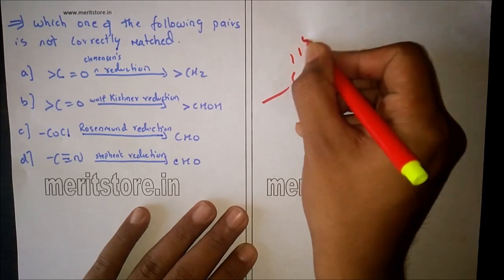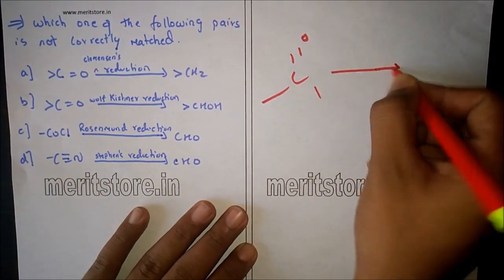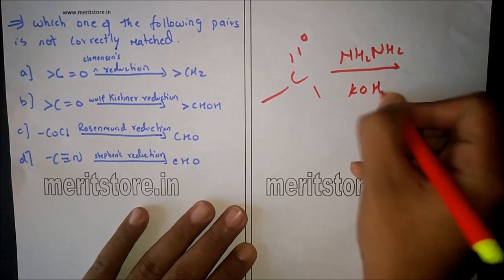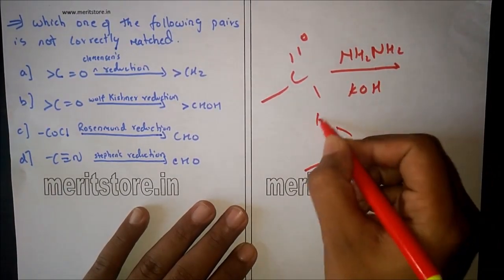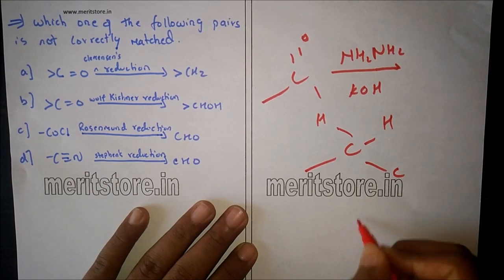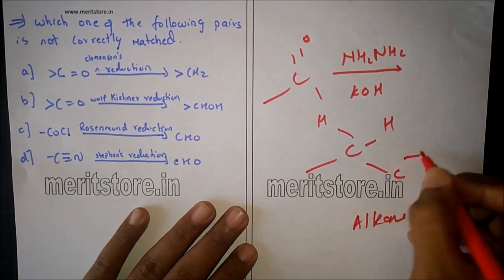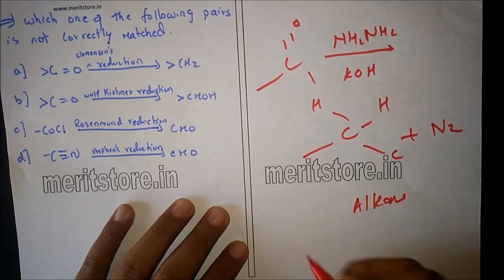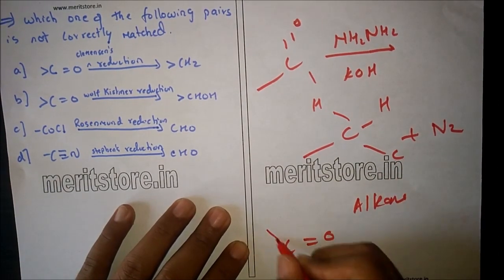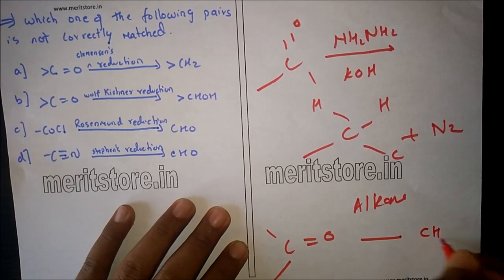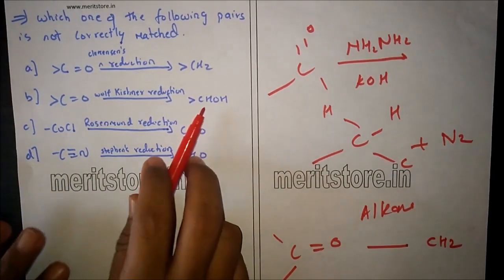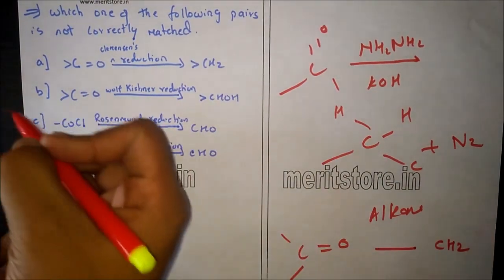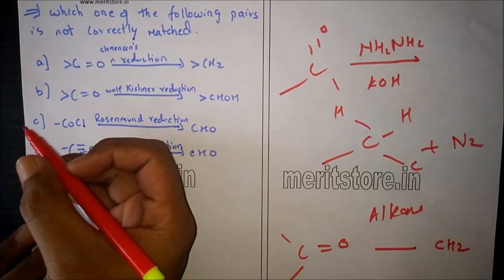An aldehyde in the presence of NH2NH2 and KOH gives rise to an alkane plus N2. Therefore, this is known as Wolff-Kishner reduction. It reduces aldehydes to CH2. But however, here it is given as it reduces to CHOH. Therefore, this is wrong. Therefore the correct answer is option B.